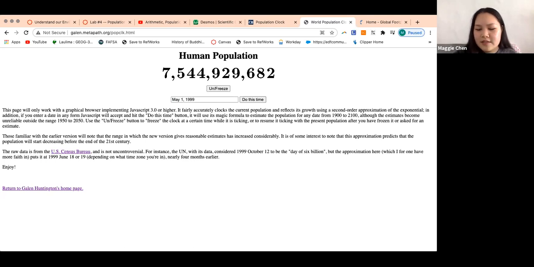1999. This is the date that the first SpongeBob episode was aired. And right now we can see, as of today, there are 7.5 billion people in the world. But on May 1st, 1999, there were around 5.9 billion people. So from 5.9 billion to today, around 1.6 billion people have been added since the first SpongeBob episode was aired, and it's a lot. It's a lot of people.